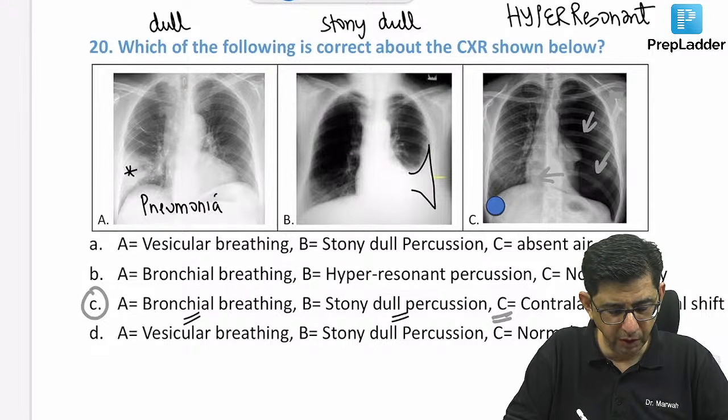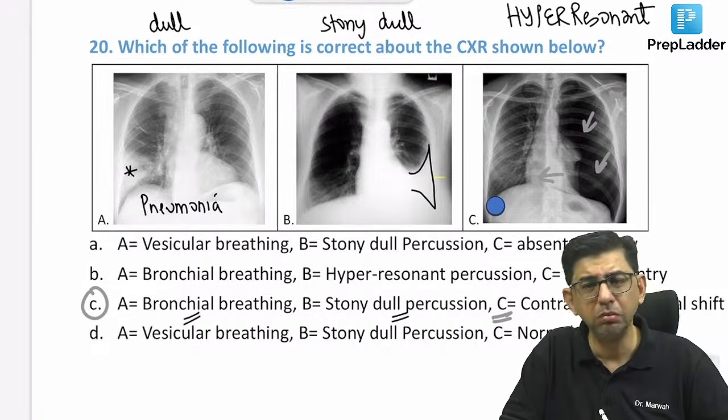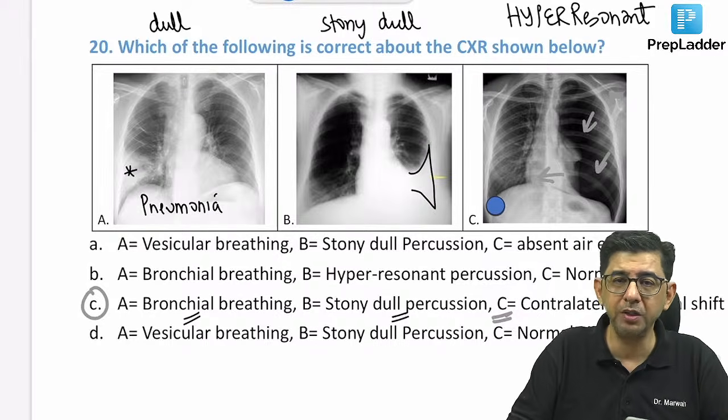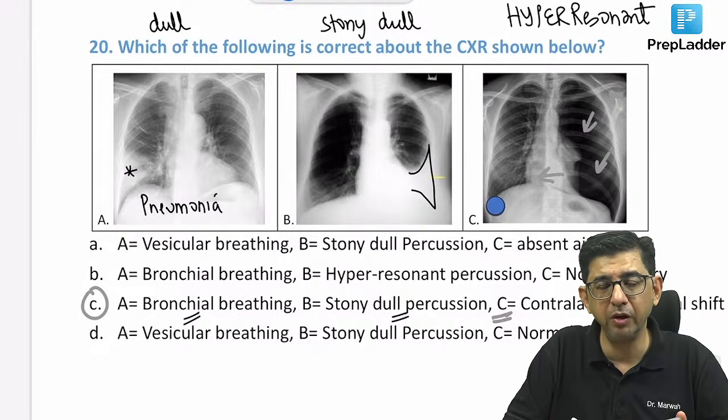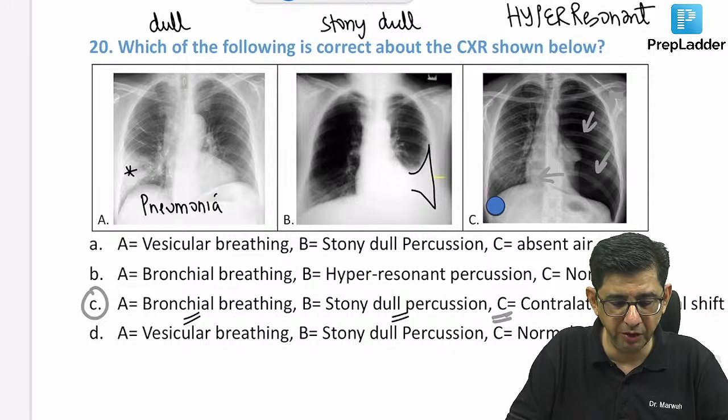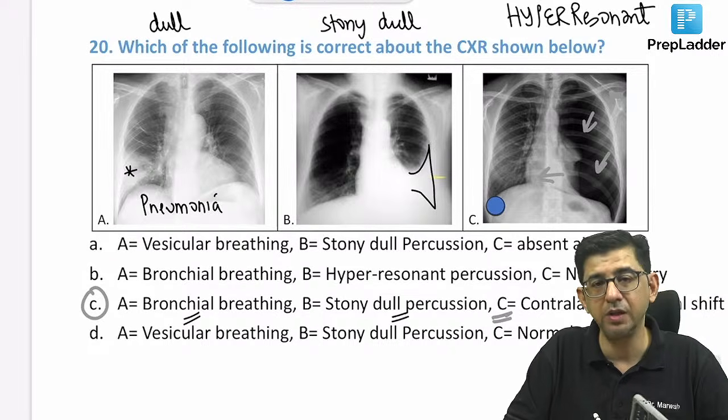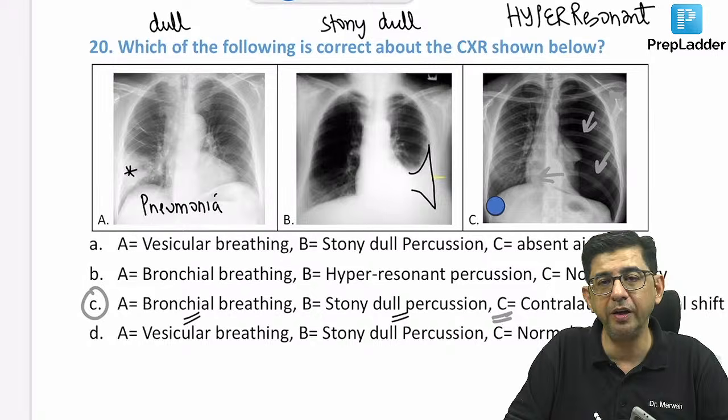Yes. Absent air entry. If it's a partial damage, then you may not have an absent air entry. No, in a pneumothorax also, it can be distant breath sounds. Okay. Keywords for pneumothorax are absent air entry, absent breath sounds.